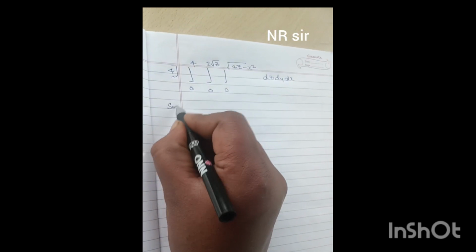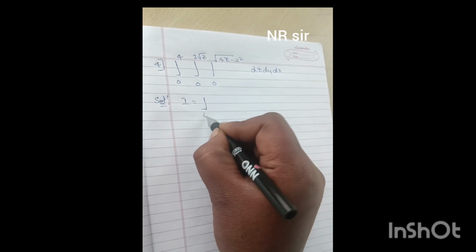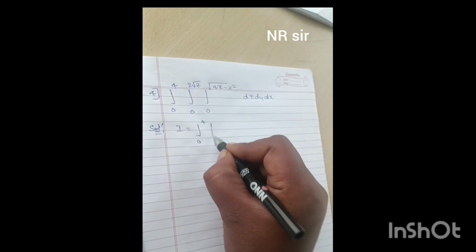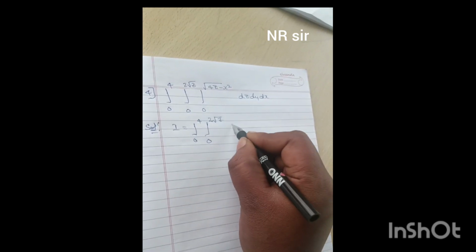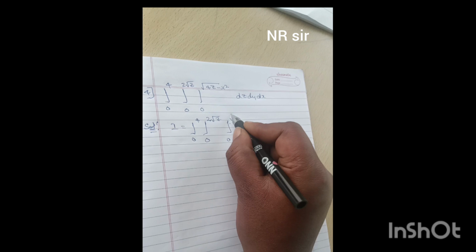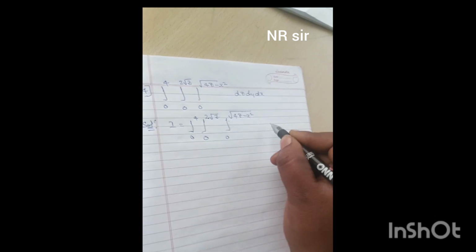So in this, I is equal to the first integral limit from 0 to 4, the second integral limit from 0 to 2 root z, and the third integral limit from 0 to square root of 4z minus x square.